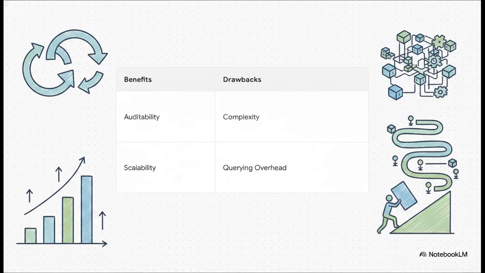Of course, there is no silver bullet, so we've got to look objectively at the trade-offs here. On the plus side, event sourcing gives you incredible auditability. I mean, you get a flawless historical log of all system changes, along with massive scalability. But let's look at the drawbacks. It definitely introduces a ton of architectural complexity. Plus, querying data can actually suffer from higher overhead, simply because the system might have to replay a bunch of events just to figure out what the current state is.